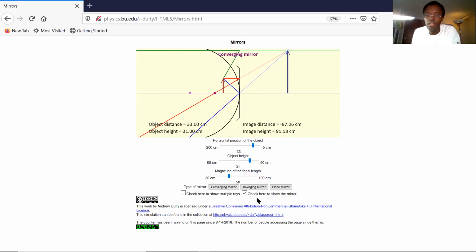Notice that if I put the object at the focus, where's the focus? Let me see if I can get it to the focus. Exactly at the focus, there's no image that is formed by the concave mirror.